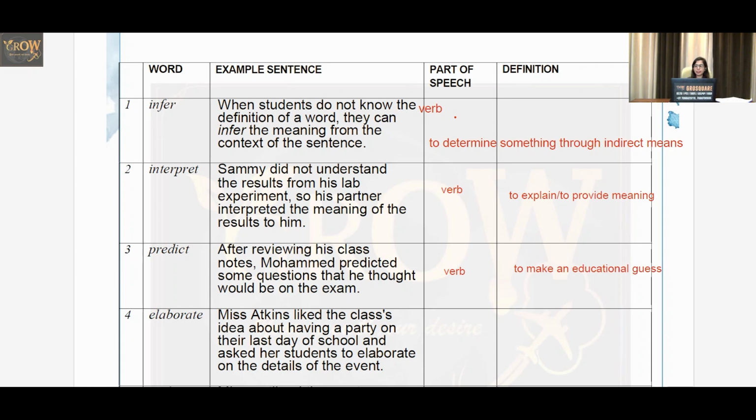ठीक है, so let's give a look to the written sentence now, to the example. So it is that after reviewing his class notes, Muhammad predicted some questions that he thought would be on the exam. That means मोहम्मद ने अपने क्लास नोट्स को अच्छे से देखने के बाद क्या प्रिडिक्ट करा, अंदाजा लगाया कि ओके ये वाले जो क्वेश्चंस हैं दैट कैन बी देयर इन योर फाइनल एग्जाम्स, right?